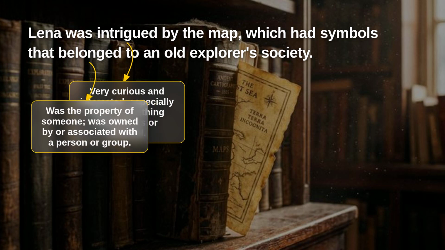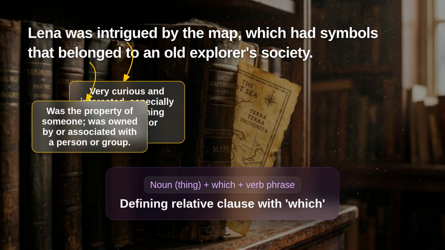Now let's look at belonged to. When something belongs to someone, it is theirs. It is their property. The symbols on the map belonged to an old explorers society. They were the society's special marks. And notice, an explorers society. This tells us there is an old group of people who went on adventures and explorations. Very exciting.